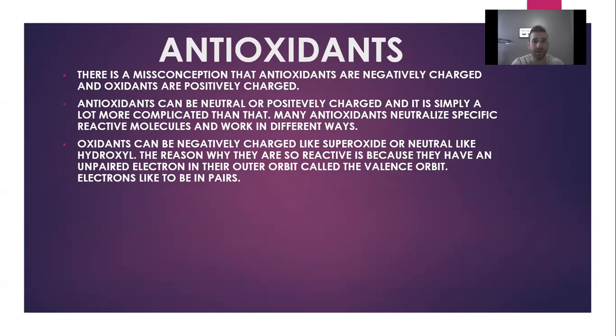The reason why they are so reactive is because they have an unpaired electron in their outer orbit called the valence orbit. Electrons like to be in pairs, okay? So if someone asks, what is a free radical? A free radical is an atom or a molecule that has an unpaired electron in its outer orbit, and it really wants to have those electrons in pairs, so it will steal electrons from another molecule or substance in order to satisfy that, okay?